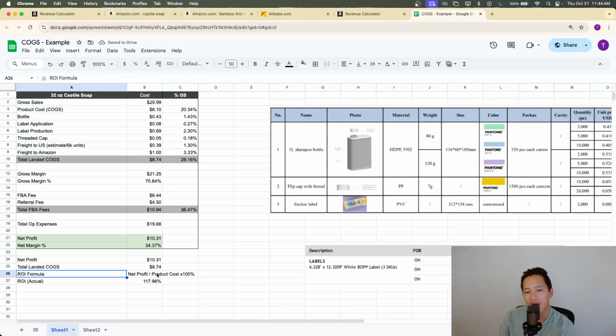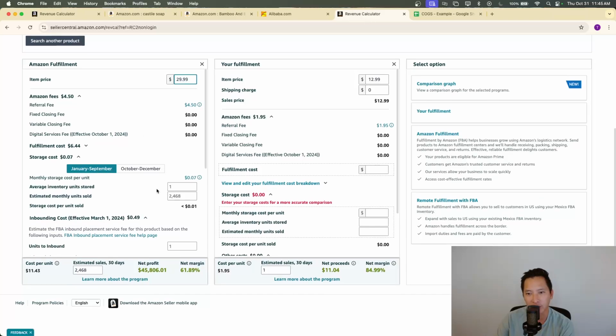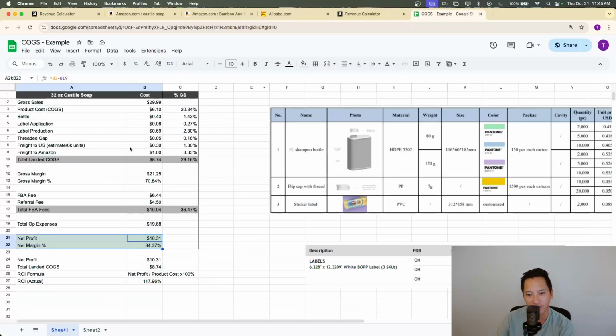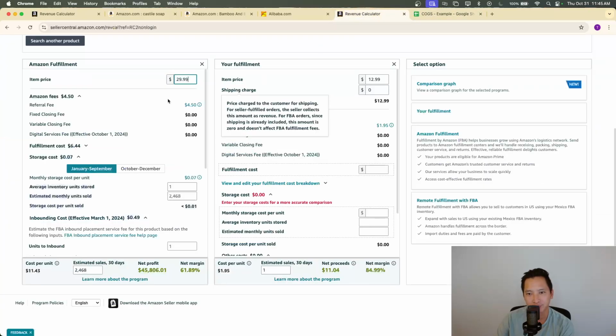Your ROI formula, if you want to calculate this, is totally optional, is your net profit divided by product cost or total landed COGS times 100%. And you're going to get your ROI. Not as important, but really what you want to focus on here is the net margin aspect. So we're going to go back here and just use Amazon's tool, right? So just to verify our work is correct and all of this looks right.